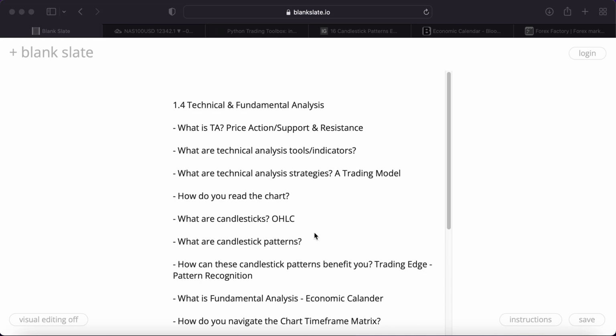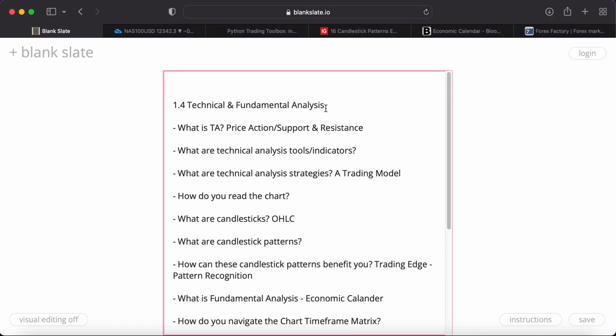Let's get into this next video here on technical and fundamental analysis. So, what is technical analysis, right? TA. Well, that's most commonly price action, support, and resistance. This is a very advanced term. There's very many advanced forms of price action, and there's very many advanced forms of support and resistance. But they correlate around the same ideas.